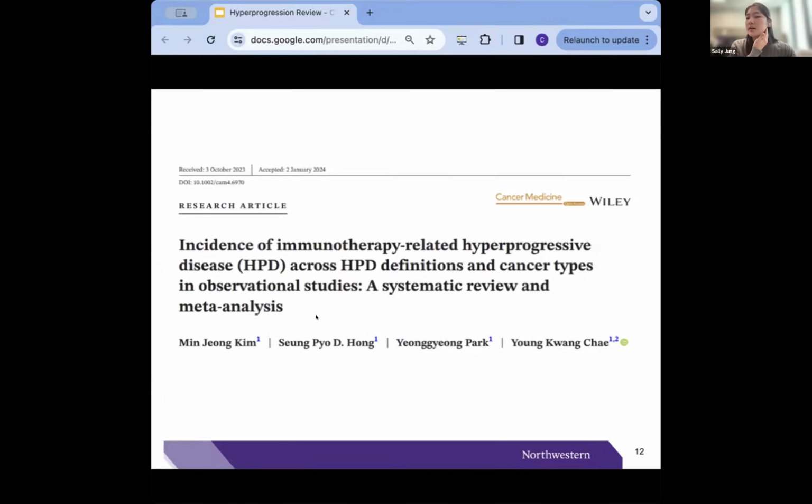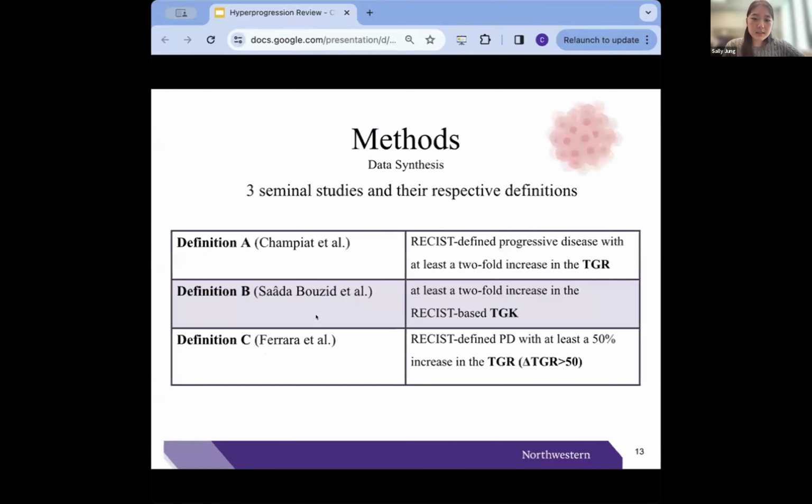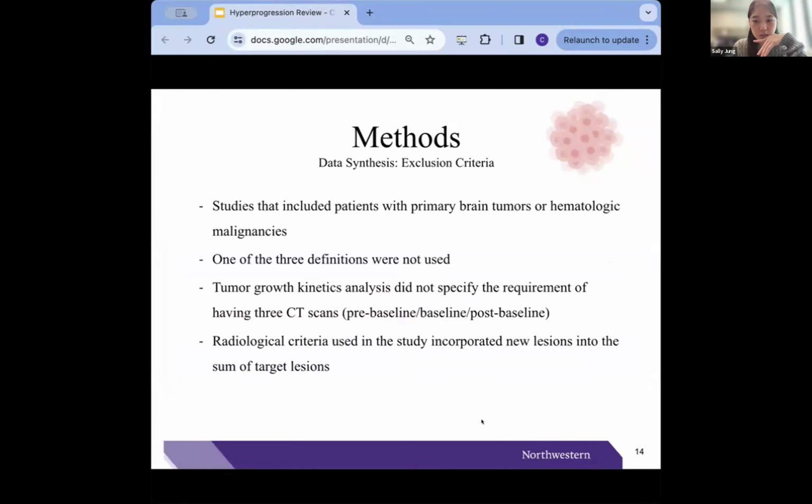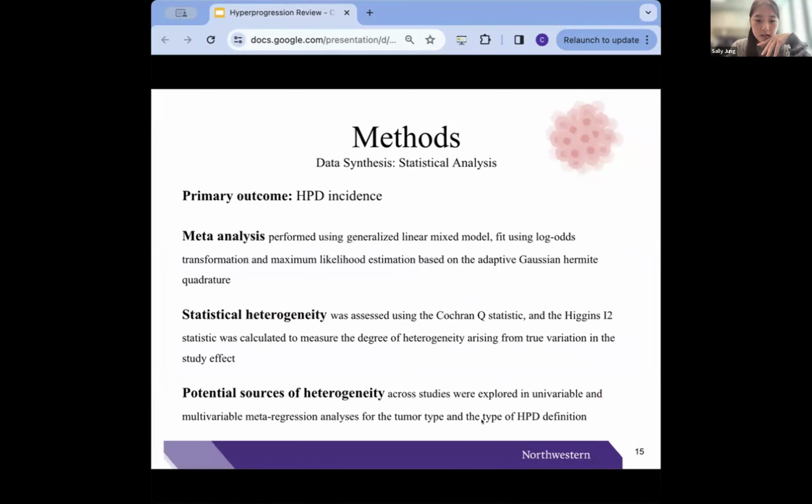So the paper was on incidence of immunotherapy-related hyperprogressive disease across HPD definitions and cancer types in observational studies. It was a systematic review and meta-analysis. Once again they used these 3 definitions by these 3 authors based on their papers, and they called them definition A, B, C. And these are some exclusion criteria if you were interested. But I can also share this PowerPoint with you so you can have it later.